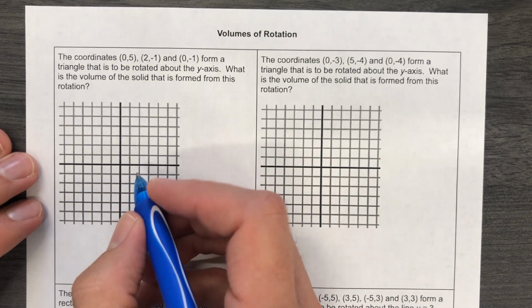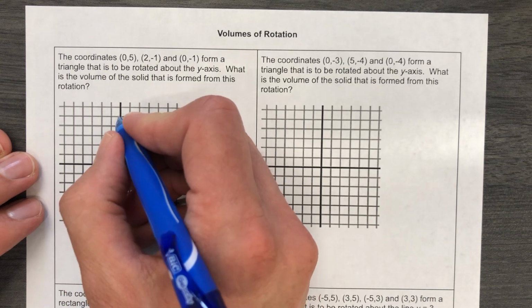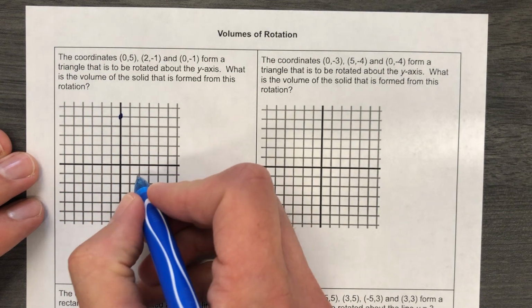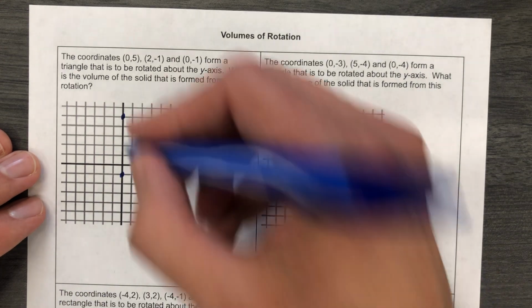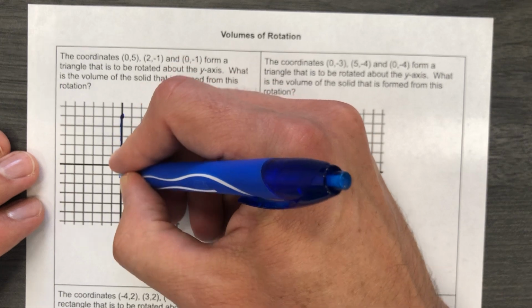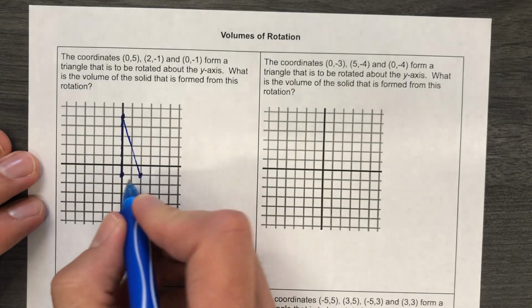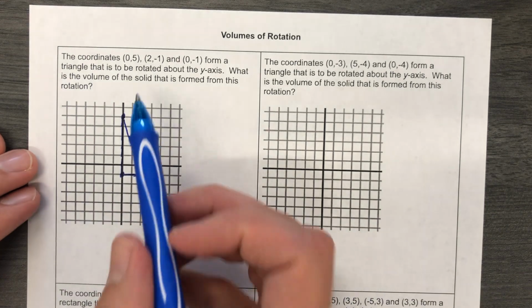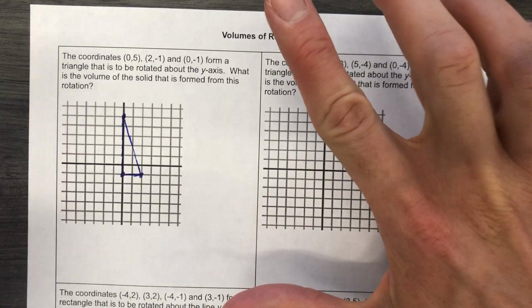So (0, 5), so 1, 2, 3, 4, 5, (2, -1), (0, -1), form a triangle. Here's your triangle. There it is. And that triangle is going to be rotated about the y-axis. So you're going to take a triangle. They're kind of hard to see, but you're going to take this triangle.